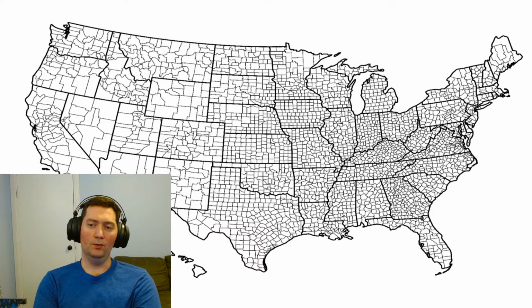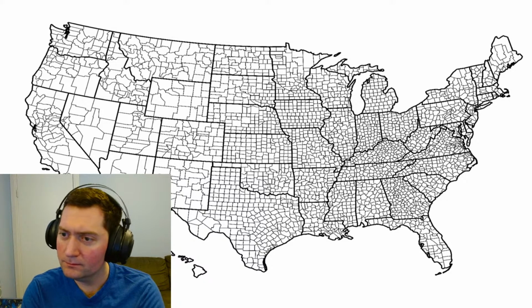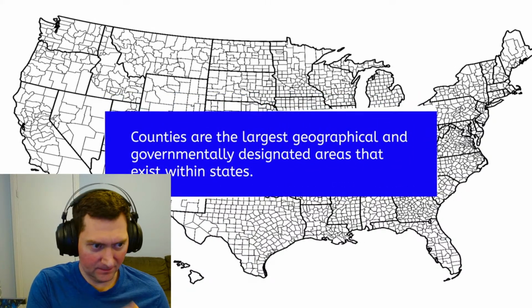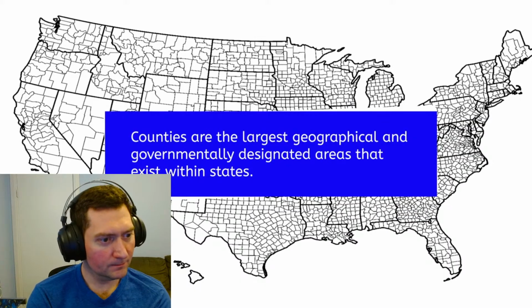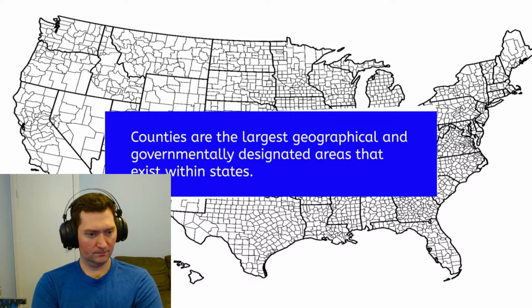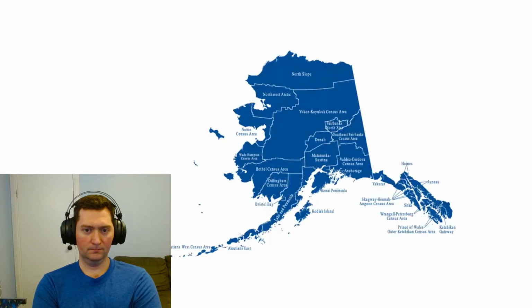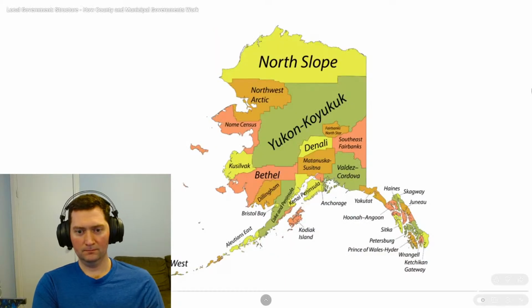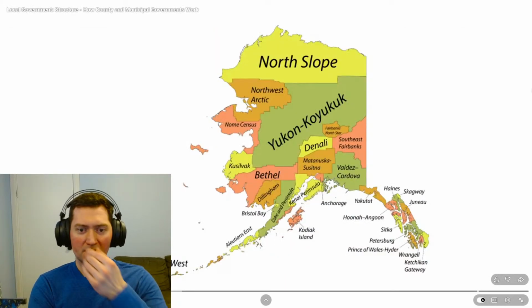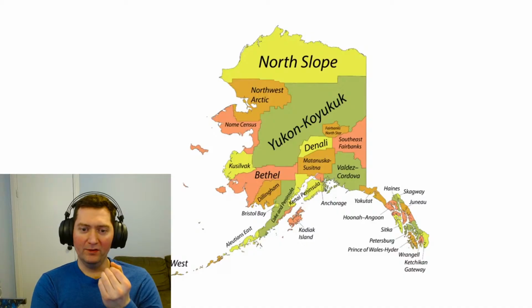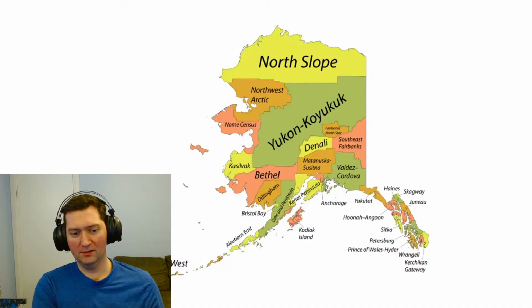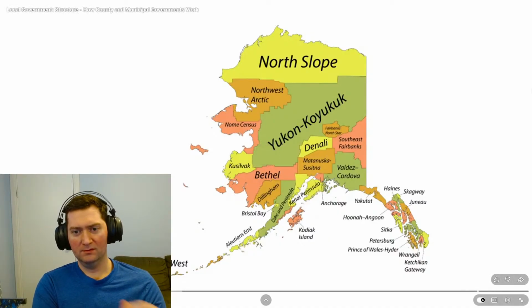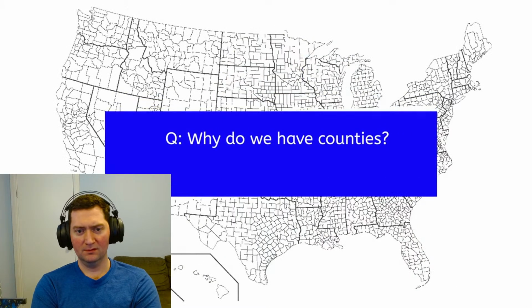The county. Whoa. If you live in America, you live in a county. Counties are the largest geographical and governmentally designated areas that exist within states. Excuse me, not all states have counties, actually. Alaska does not have any counties, for example. In Louisiana, counties are called parishes, and in Alaska, they are called boroughs. So they have different names. Like, I think I live in a district, not a county. Fancy that. So why do we have these things called counties?